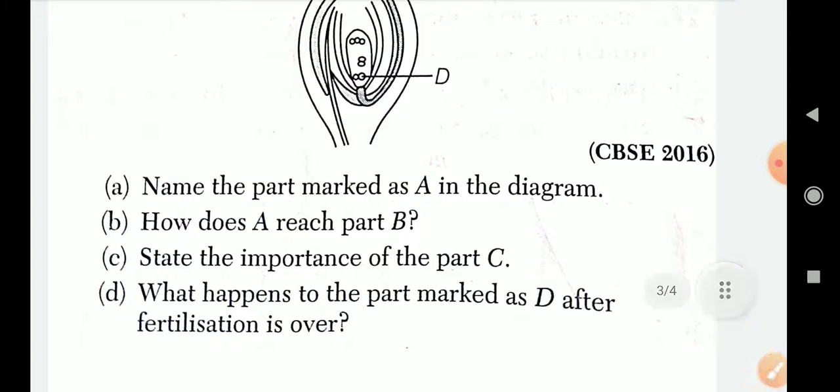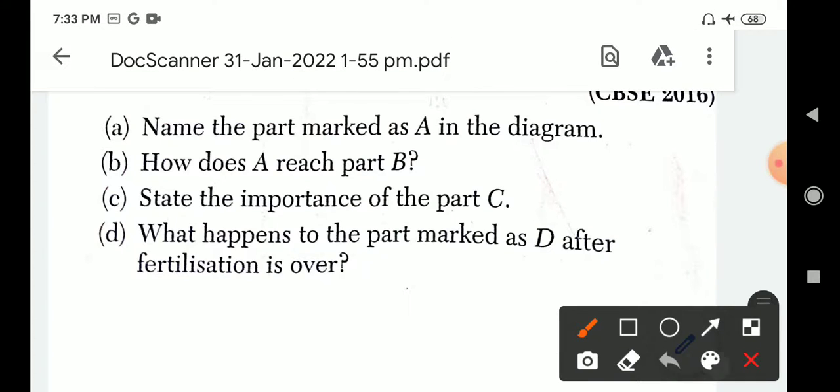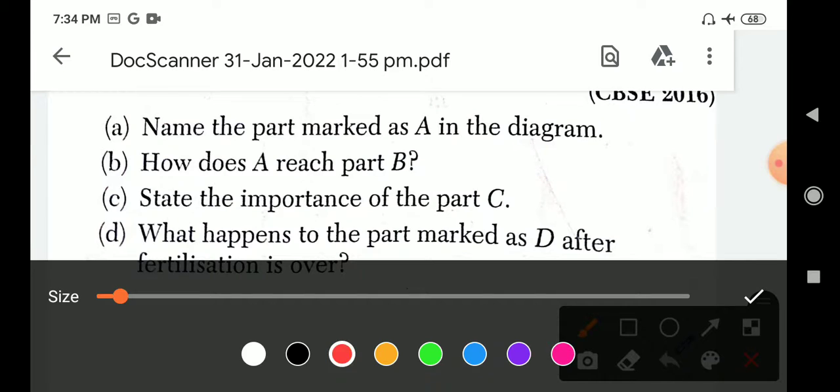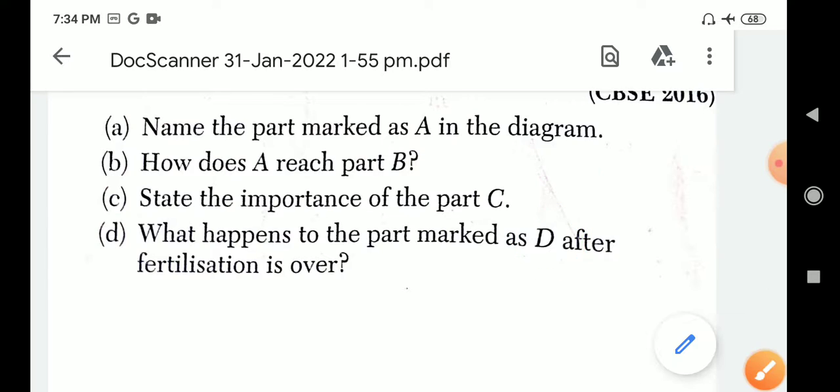So earlier I got a little confused in the question. Let's go next. What happened to the part marked as D? So what we said is that D is shown as the egg, female egg. So the female egg after fertilization converts into the embryo, or we can say seed, right? Seed inside has the growing embryo which will give rise to the new plant.